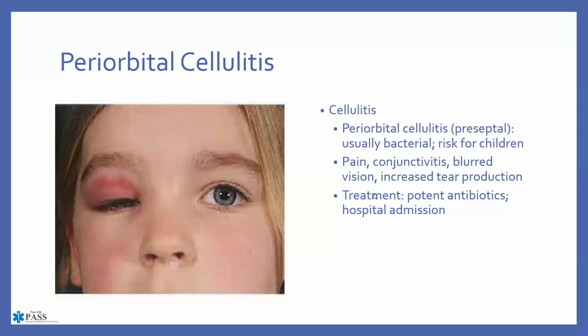Okay, welcome back. We're going to pick back up here with periorbital cellulitis. This is usually bacterial, a risk for children. As you can see here, this is an adolescent or a child. There's pain and conjunctivitis with blurred vision, some of the most common findings that you'll end up having with this. In addition to increased tear production, remember that those glands that produce tears are located up in this area. So if you have this periorbital cellulitis, you're probably going to have increased tear production as well.